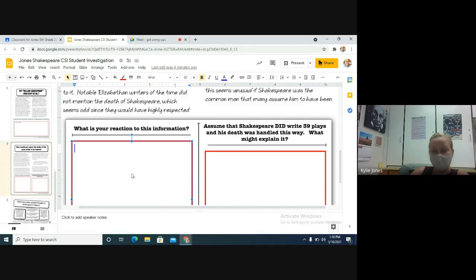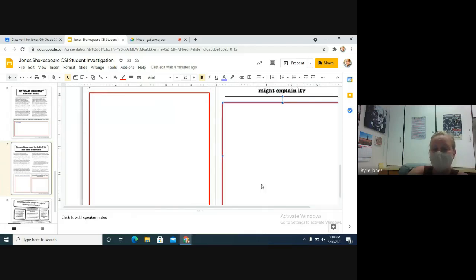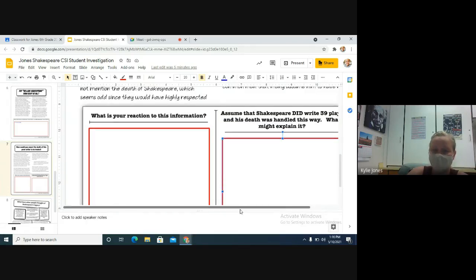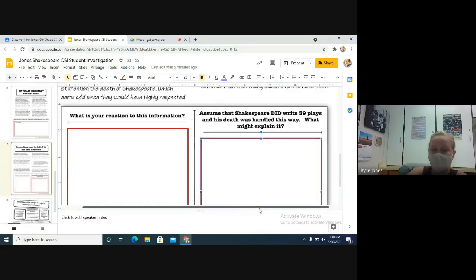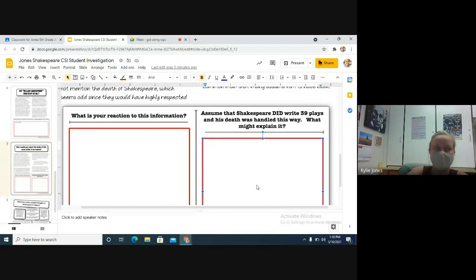So it says, what is your reaction to this information first? And the second one says, assume that Shakespeare did write 39 plays and his death was handled this way. What might explain it? So what might explain why his death wasn't a huge event, right? So your reaction, and then explain why his death wasn't a huge event.